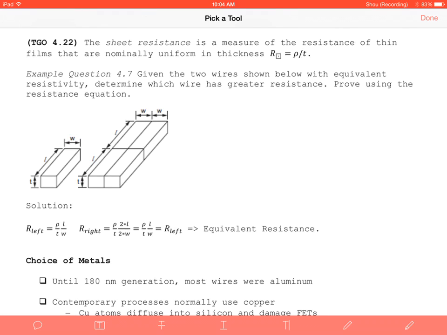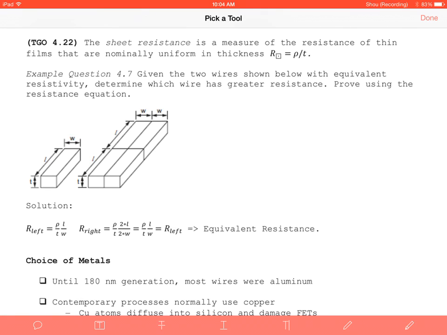And simply put, the resistance of the left wire, they have the same resistivity, they have the same thickness, and L over W, so that's the resistance equation. By plugging this in, we get 2L and 2W. Well, the 2's cancel out, right? So that means that these two wires have the same resistance.